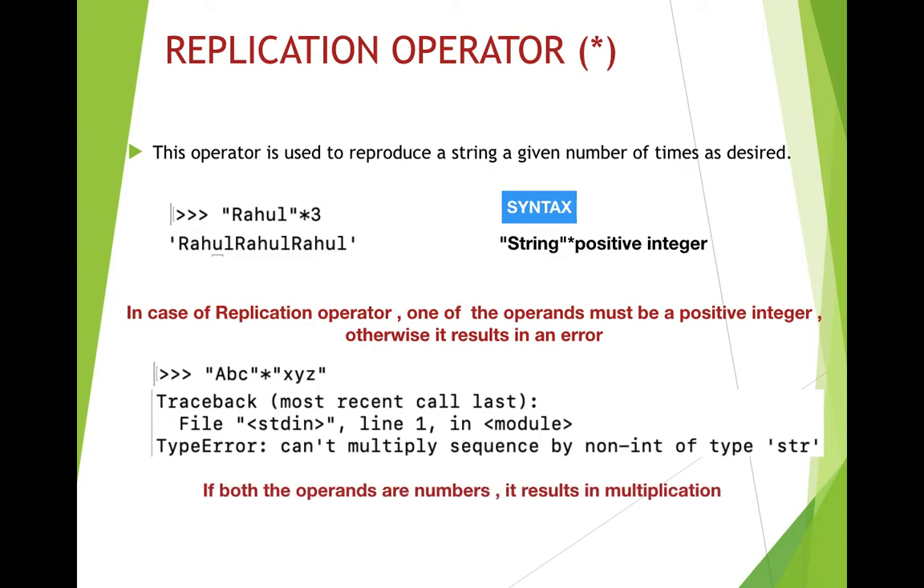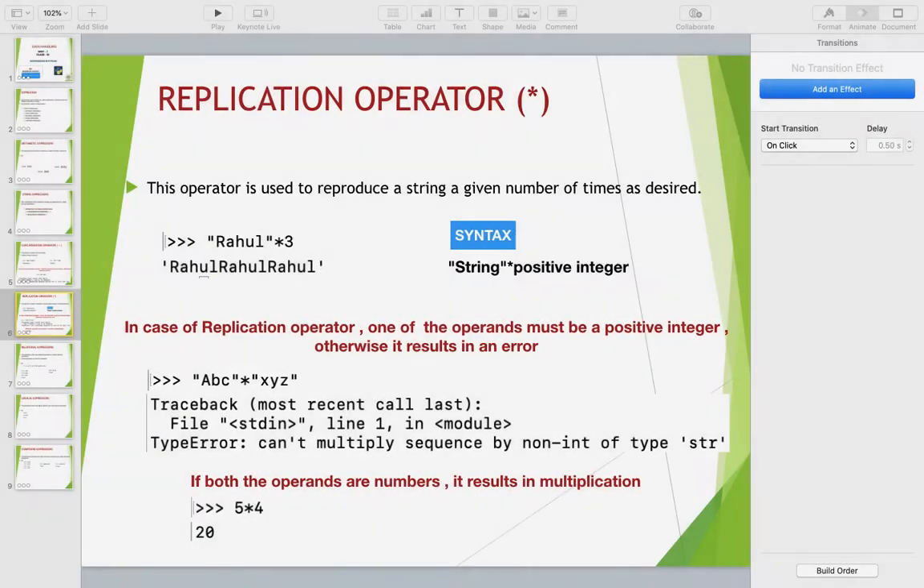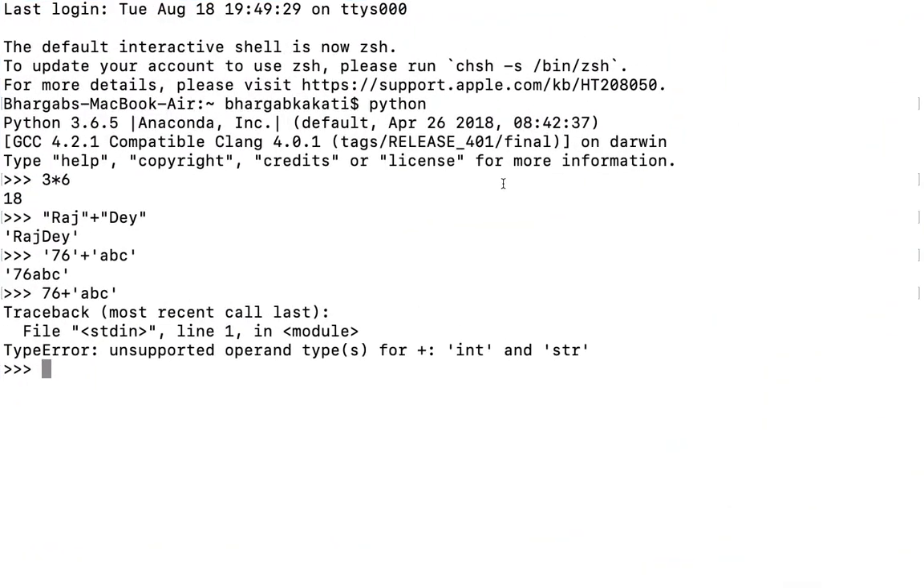Now if both the operands are numbers, then it results in multiplication. You can keep both of them as numbers, but then it will not behave as a replication operator, it will behave as a multiplication operator. Okay, so now let's go and implement it. So if I just write here 'Rahul' into 3, now I have given 'Rahul' into 3, and into is the replication operator.